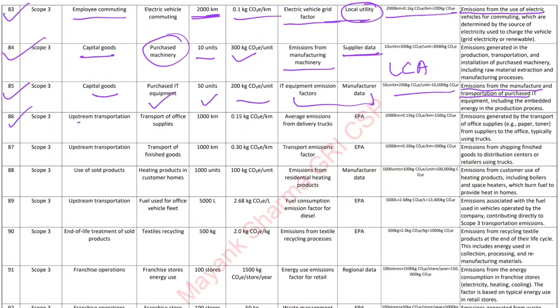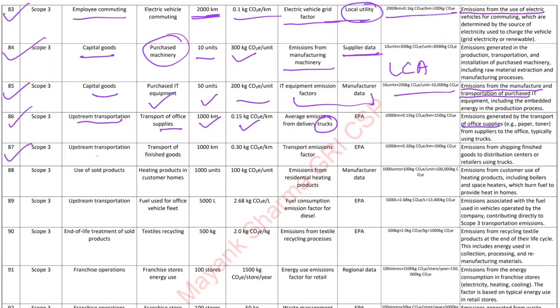Example number 86 is scope 3 upstream transportation. If you see the transport of office supplies, what is the kilometer driven, then emission factor, average emission for delivery trucks, basically the transport of office supply like paper, toner from supplier to the office, typically using the delivery trucks.